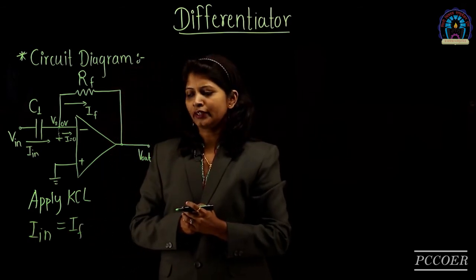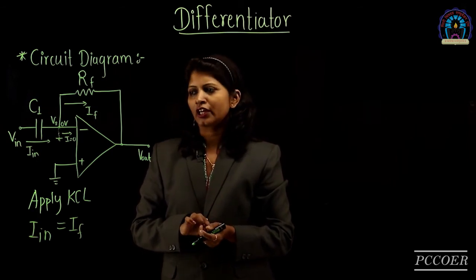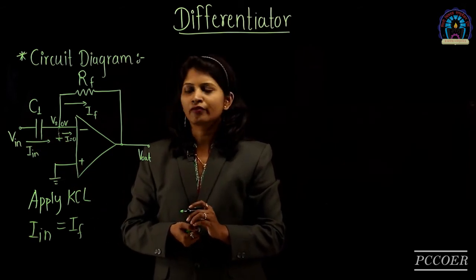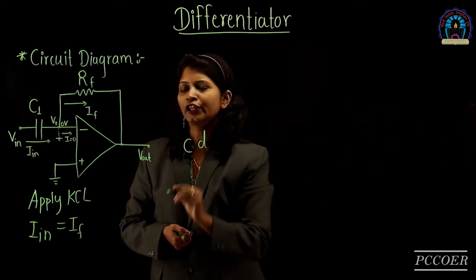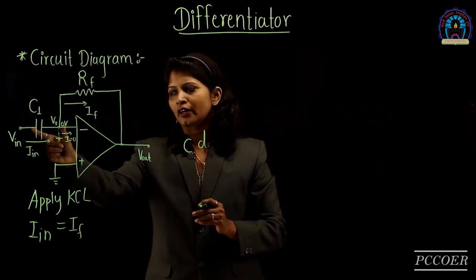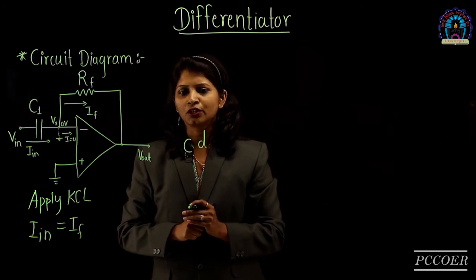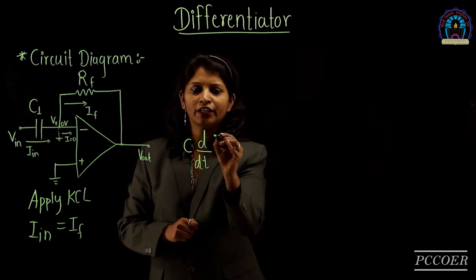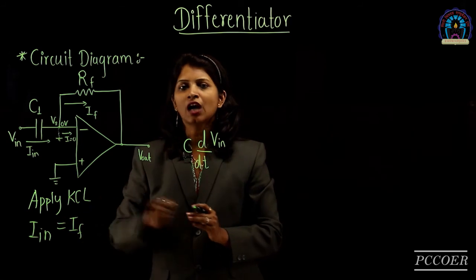Now let's elaborate these two equations of the current. The In, that is the input current, is nothing but the current flowing through the capacitor C1. So its equation is given by C into d by dt of the voltage across the capacitor, and the voltage difference across the capacitor is nothing but Vin minus V2, where V2 is 0. So the equation we get will be C into d by dt of Vin. That is the equation of the In.